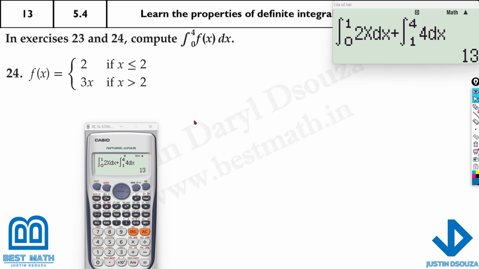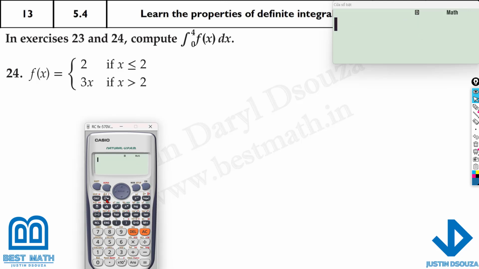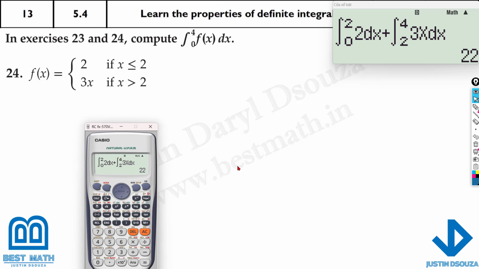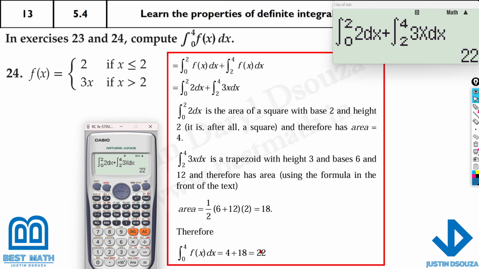What about the next one? Again, it's just the same. Let me do it over here. You need to have 2 times. Now, first one, here it's less than 2, only 2. And we write the limit from 0 to 2 because the domain is cut at 2, plus integral 3x from 2 to 4. And here we go. The answer is 22. That should be the final answer.